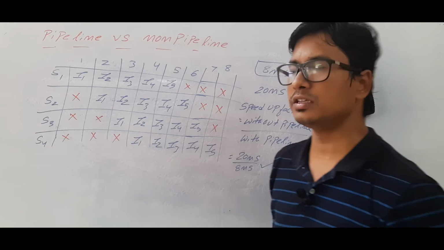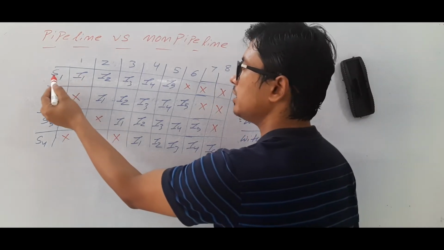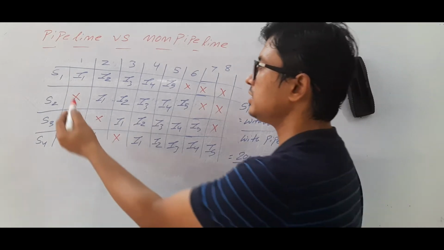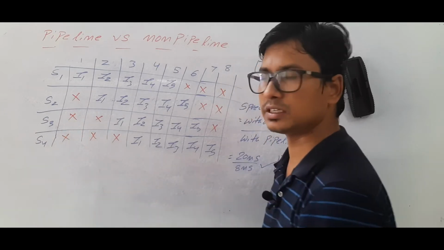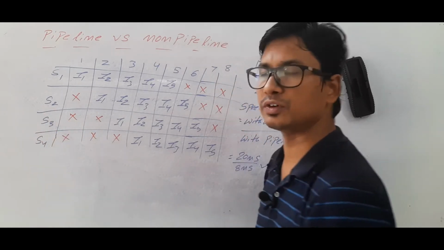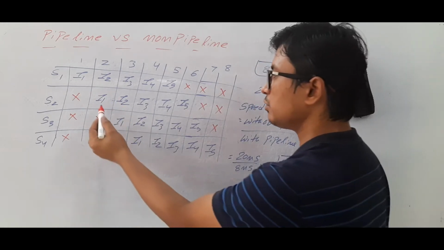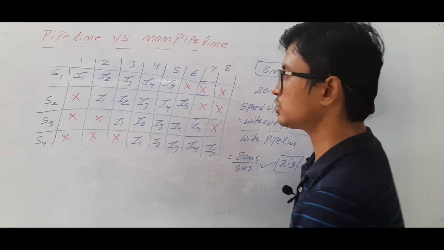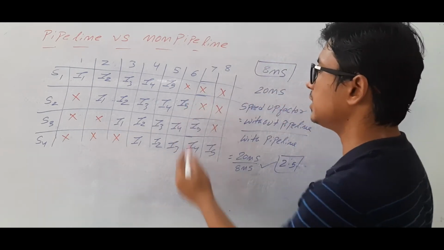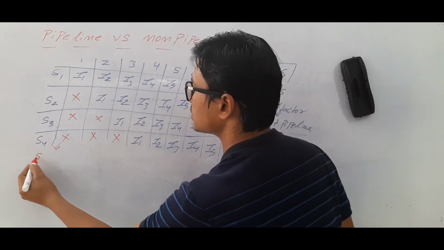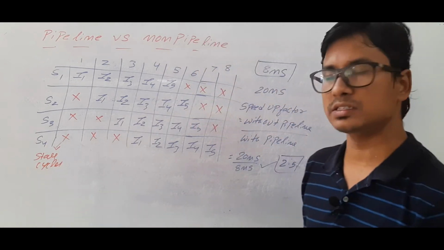Why can I call these stall cycles? If you see, when instruction 1 is executing its operations in stage 1, none of the instructions are performing operations in stage 2, stage 3 and stage 4. So they are idle. Similarly, when instruction 1 performs its operations in stage 2, stage 3 and stage 4 are idle. Similarly here also it is idle. So these things we will call stall cycles, or unutilized cycles.